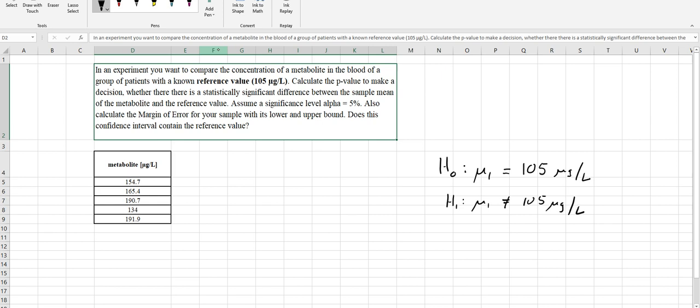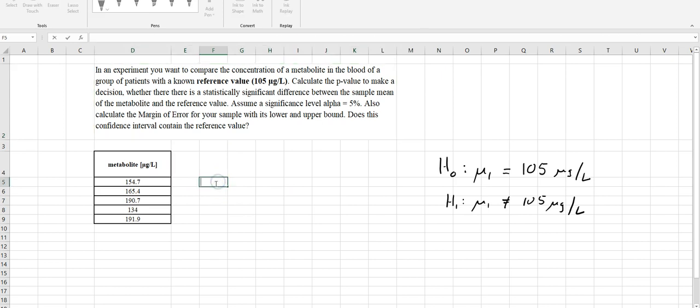So the way we can do that is we can calculate a p-value for that. But how are we going to do that? Because we can calculate p-values with the functions in Excel only if we have two samples. So what we can do is we just assume a second sample where we have the reference value. All we need to do is add two of the reference values, and now we can perform a t-test.